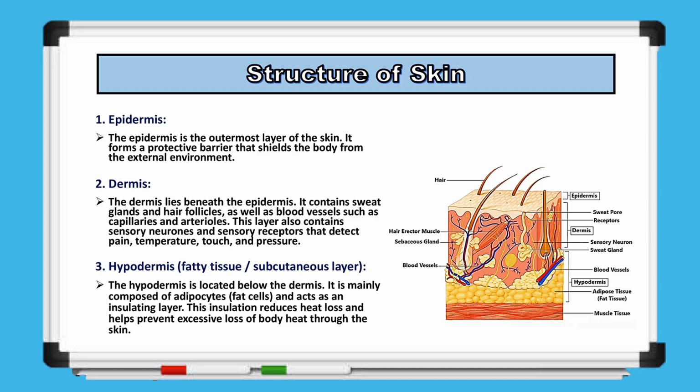The outermost layer is the epidermis, which forms a protective barrier between the body and the external environment. It helps prevent the entry of harmful microorganisms and substances while also reducing water loss from the body.